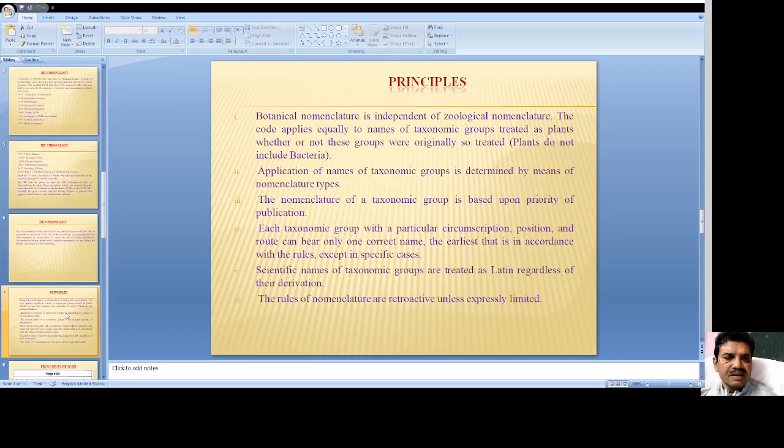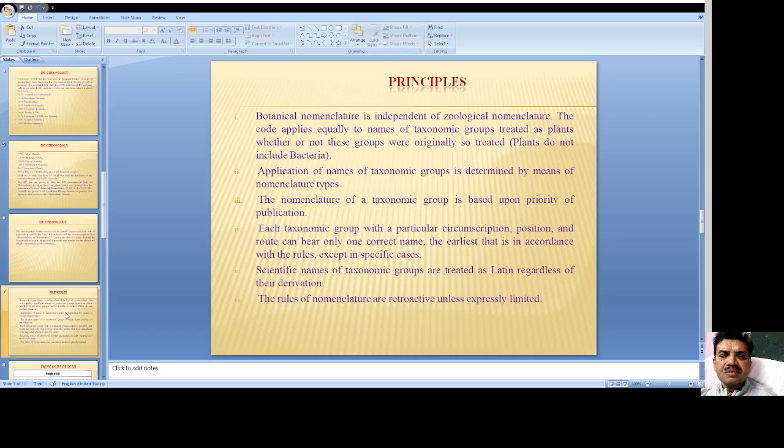It's a very common matter that scientific research may be carried out at the same time by different people on any particular kind of element, particularly in natural science. So the credit goes to those publications which maintain the rules of priority of publication. The fourth principle is a very interesting one: each taxonomic group with a particular circumscription, position, and rank can bear only one correct name. That means if you look at the taxonomic hierarchy, you'll find different levels used, like division followed by order, class, family, and so on. So every taxon must have only one correct name.